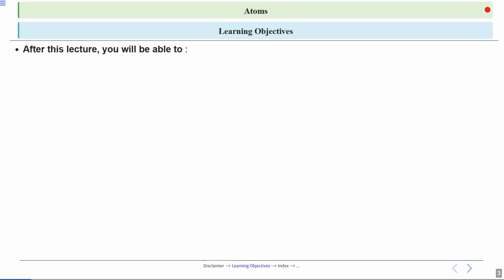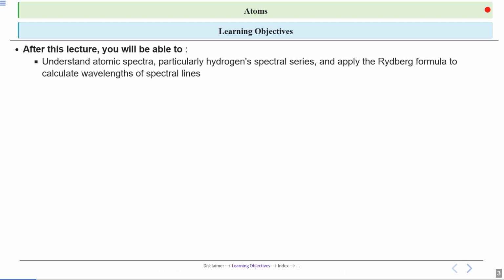So, let's start by looking at what you will be able to do after this lecture. Our focus is on atoms, and by the end, you will have some specific skills and understanding. First, you will be able to understand atomic spectra, especially the spectral lines of hydrogen. You will be able to apply Rydberg's formula, which lets us calculate the exact wavelength of each spectral line.